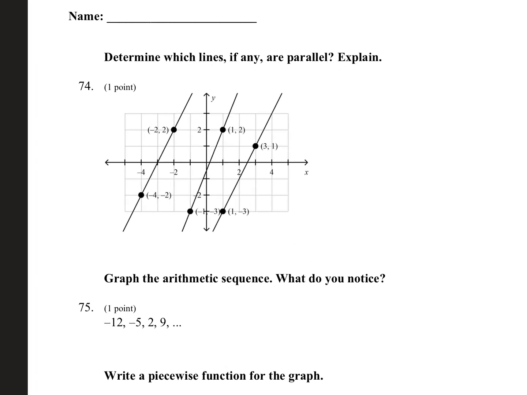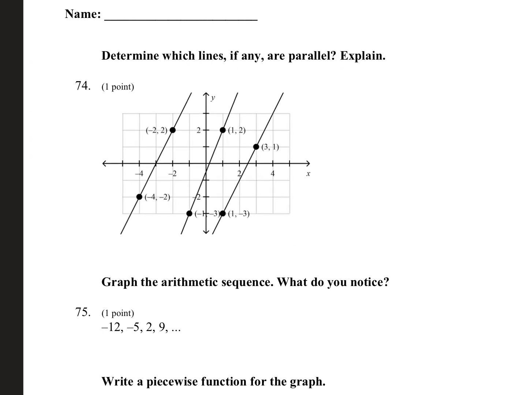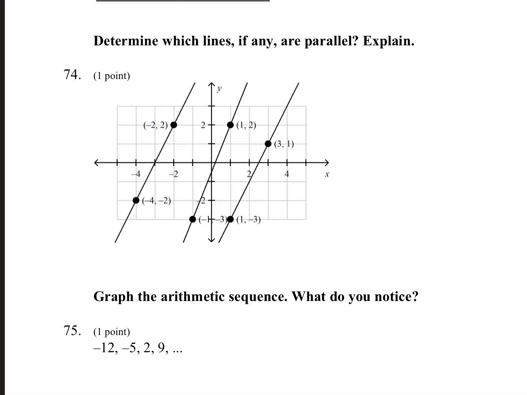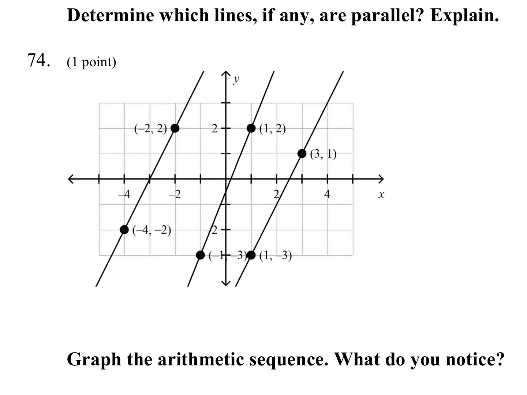For 74, we've done this recently. We have to find the slope to figure out which lines are parallel. How can I find the slope? Rise over run. So I can count my rise over run. I go up 1, 2, 3, 4, and to the right 1, 2. So for my first line, my slope is 4 over 2, which would be what? 2. Perfect.